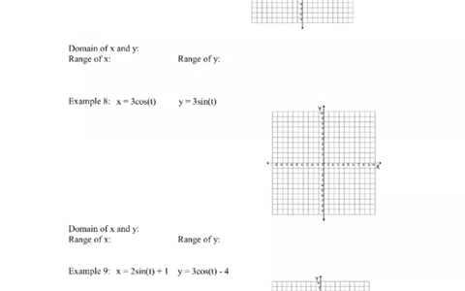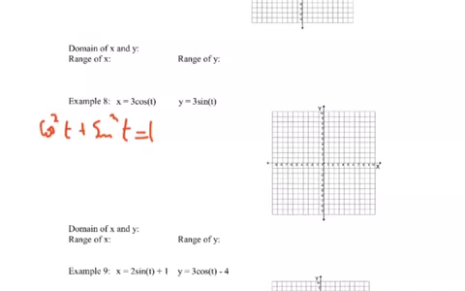I'm going to jump to example 8 here. This one says x equals 3 cosine of t, y equals 3 sine of t. The trick to changing this to rectangular form is that you have to use the trig identity that cosine squared of t plus sine squared of t is equal to 1.